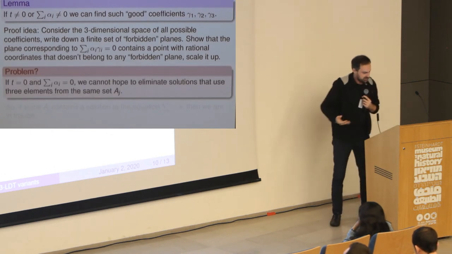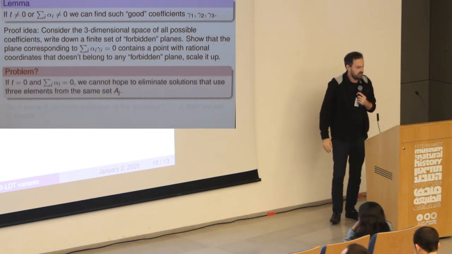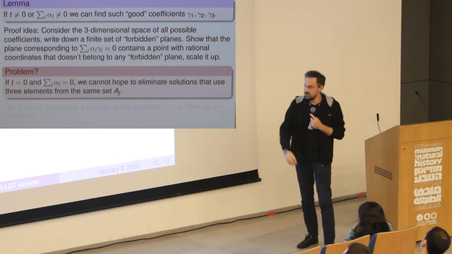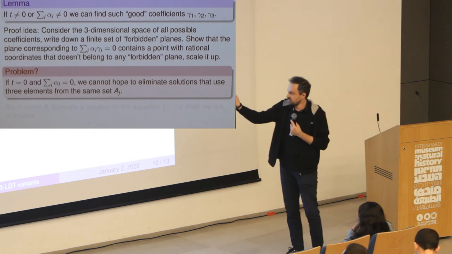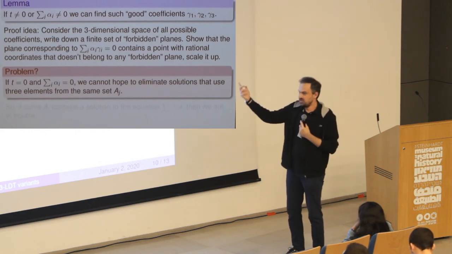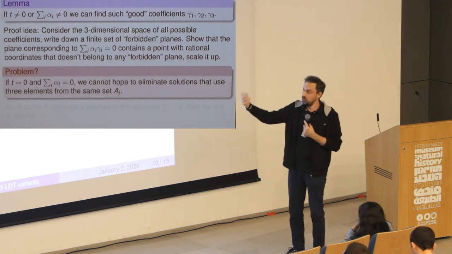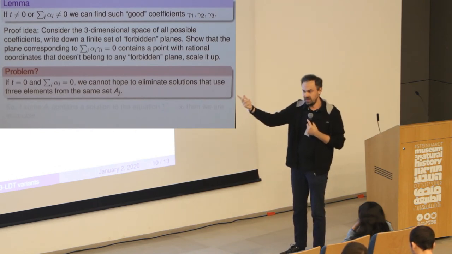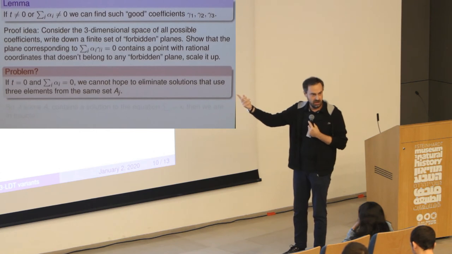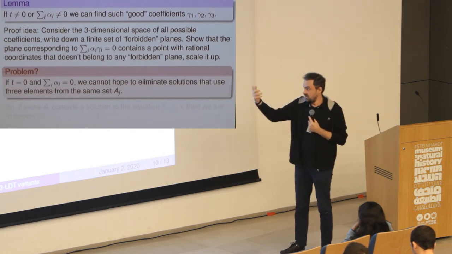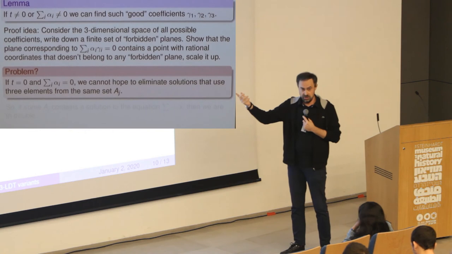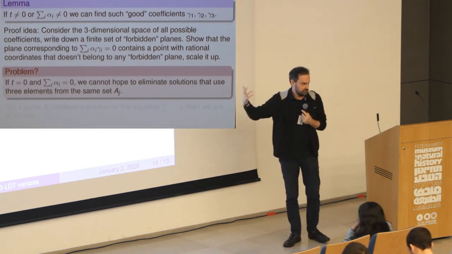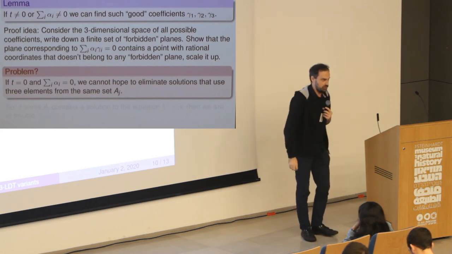OK, so what if t is 0 and the sum of alpha i's is 0, which is the case for average. So we really need to do something for this case. In such case, there is no hope to eliminate solutions in which all three elements come from the same set A_j, because you add the same gamma j to all of them, and you multiply gamma j with alpha j. The requirement that I had on the previous page was that it's 0, so it will still be 0. So there is no way you can forget about those solutions.